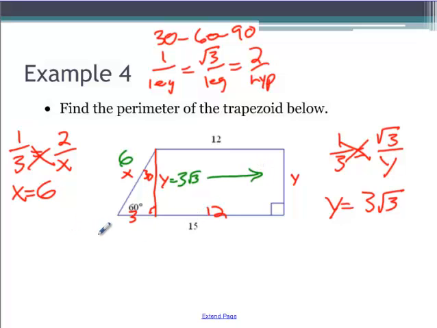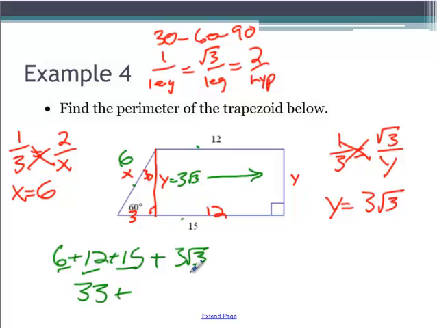So to find perimeter, I'm going to add up all the sides. So 6 plus 12 plus 15, so I've already added the left side, the top, and the bottom, plus the right side, 3 square root of 3. These first three are like terms. When I add those up, I get 33, plus, I can't add this together, I have to keep it separate.